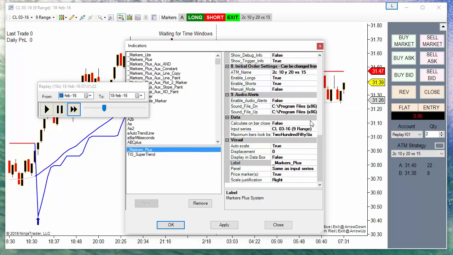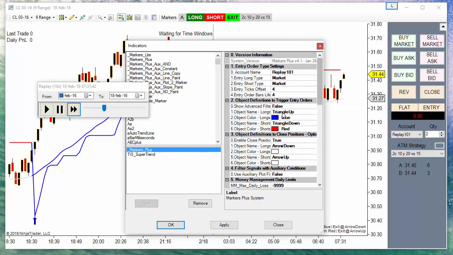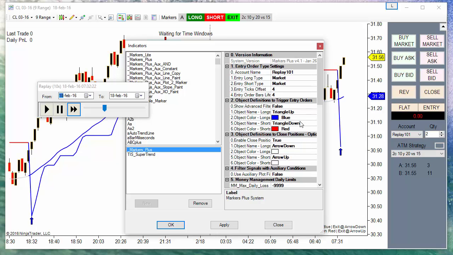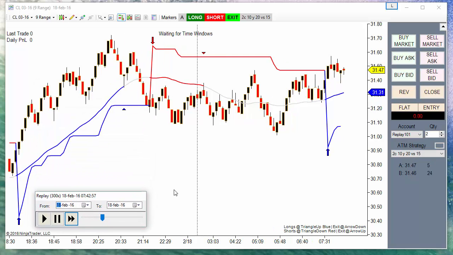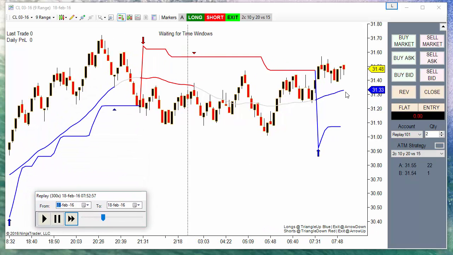On the markers settings, we can see that we enter long on triangle ups in color blue, enter short on triangle downs in color red. We have a blue arrow, so we have a trend change. So now we are looking for the pullback.